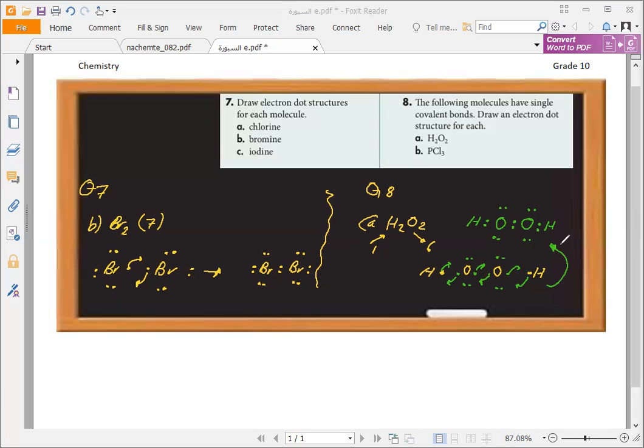We have only 1 minute, and you can leave after drawing the dot structure of this answer. Please answer C. Here we need C, and here we need B. Your homework: draw the electron dot structure for C in question 7 and B in question 8. Okay? That's it for today.